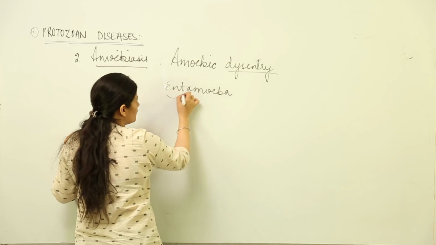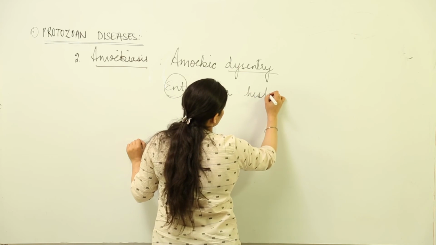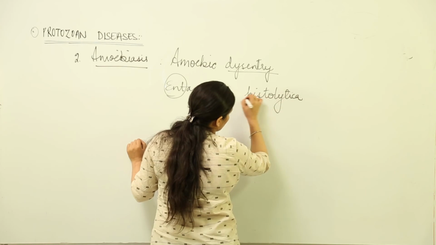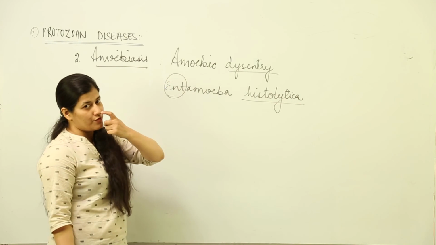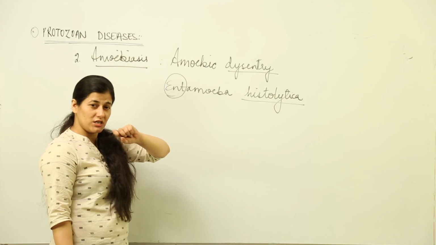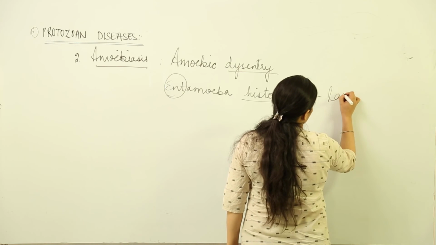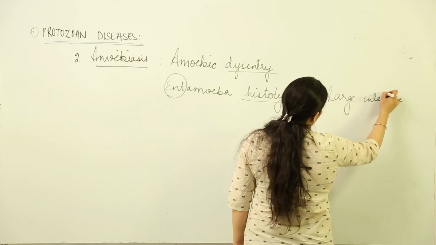Ent word is used for gut. Histolytica. Histo word is used for tissue. Lytica word is used for breaking down. So it is that kind of amoeba which is responsible for eating up the tissue of the large intestine. It goes and infects the large intestine of human beings.